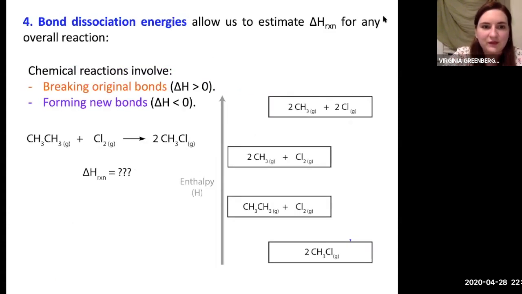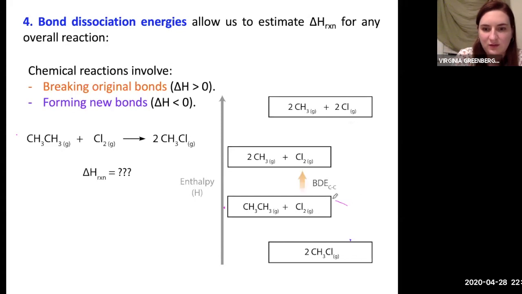Okay, bringing us then to our fourth and final way to determine the enthalpy of a reaction. And it's going to be looking at how the bonds change between the products and the reactants. And so here we have this reaction of ethane with chlorine gas. And so what we can see is we're starting here. These are our initial reactants.